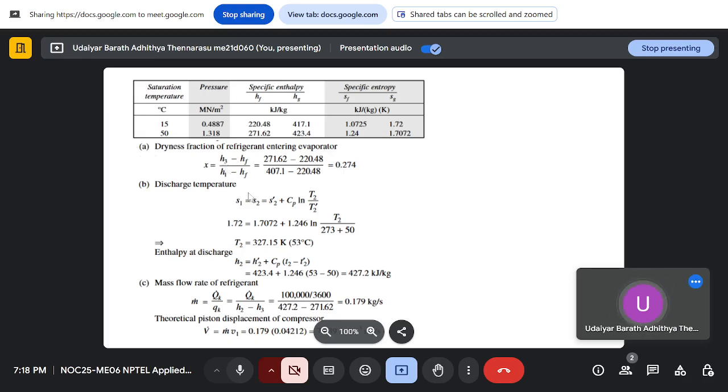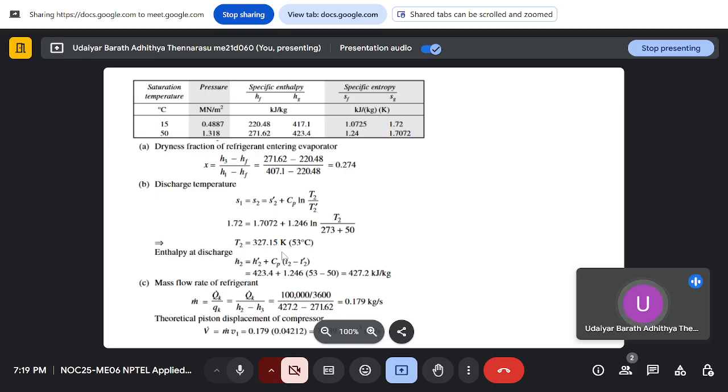And similarly the discharge temperature. Your entropy is constant, so S1 equals S2, and S2 can be written as S2 dash plus Cp ln T2 by T2 dash. S2 dash is your entropy for saturated vapor at 50 degrees Celsius, and then there is superheating, so that's what is written. From here we can find out T2. So T2 comes out to be 327.15 Kelvin.